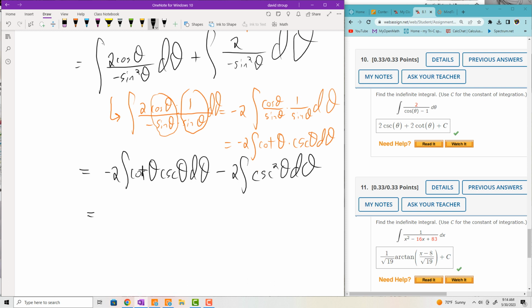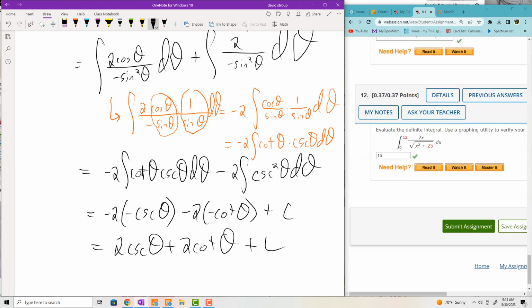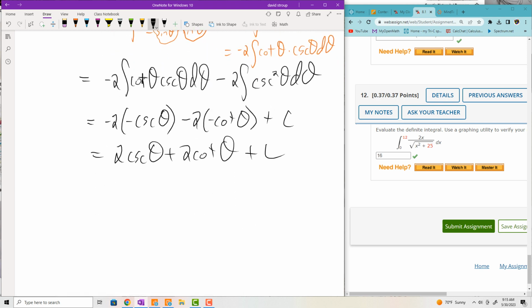So the derivative of cosecant is negative cosecant cotan. So you have negative 2 times negative cosecant. And then the second guy, the derivative of cotan is negative cosecant squared. So this will be negative 2 times negative cotan. Okay, cleaning up a little bit, 2 cosecant theta plus 2 cotan theta plus c. Okay, we could try one more. We'll try number 12, and then we'll call it quits for this video.